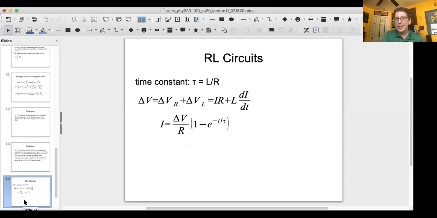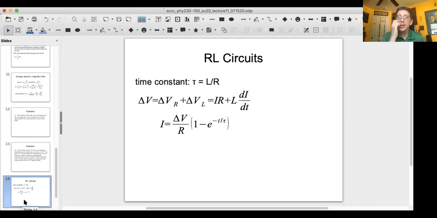So now we're going to get to RL circuits. And this is very, very similar to RC circuits. You have an inductor in series with a resistor, and you're measuring the amount of time it takes for the current to get to its maximum value. The voltage feeding into that portion of the circuit, whether it's the whole circuit or just a segment of it, is the voltage across the resistor plus the voltage across the inductor. So that's equal to IR plus L times dI over dt.